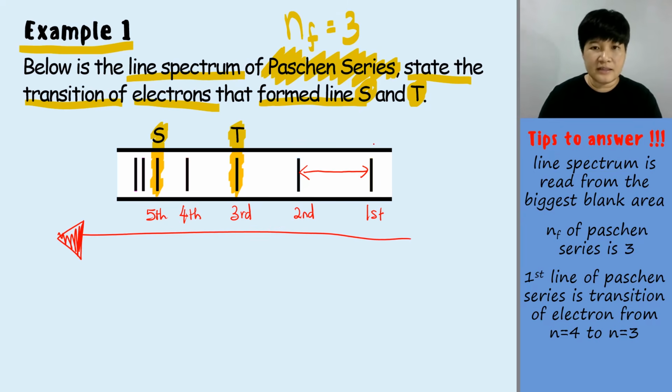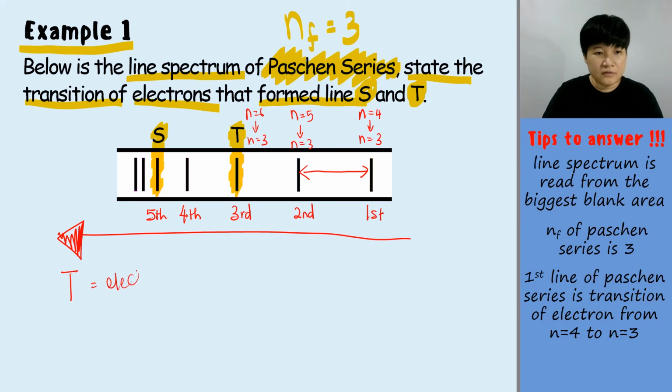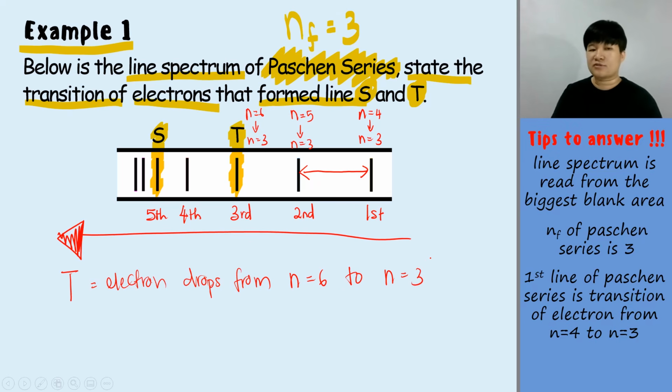So there is a traditional way to do it. Knowing that the first line in the Paschen series means n equals 4 dropping to n equals 3. That is the traditional way. So you know that the next is n equals 5 dropping to n equals 3. That is the traditional way. Therefore, your T means n equals 6, dropping all the way to n equals 3. So for the T, the electron drops from energy level n equals 6 to n equals 3. That is the traditional way.